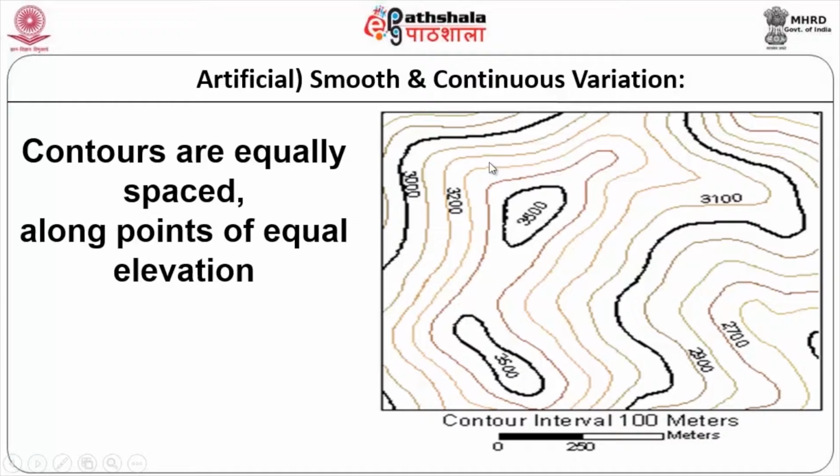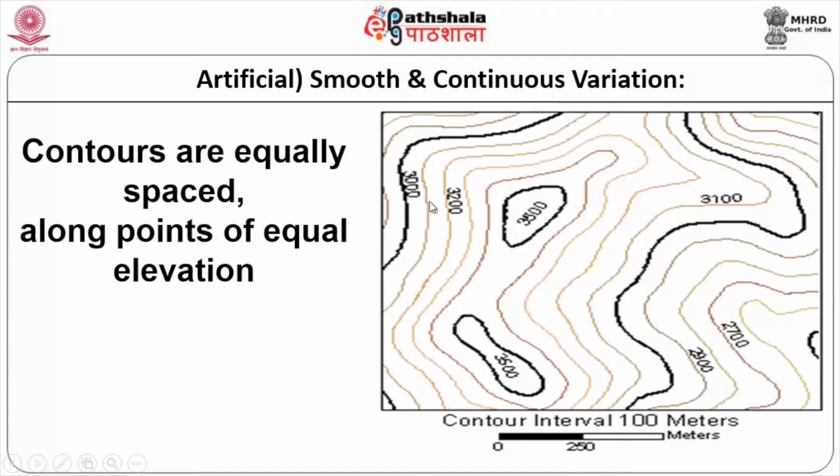So, this is the smooth and continuous variation of your contours, otherwise called artificial smooth and continuous variation. And you know that, as I already told you, this is how a contour is there. A contour can never intersect with one another.